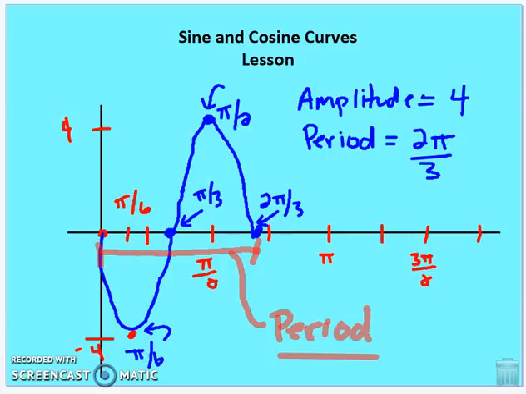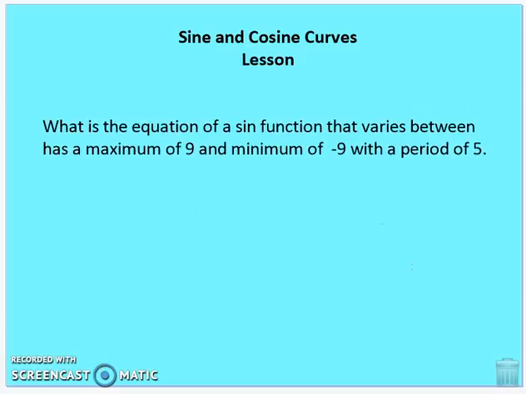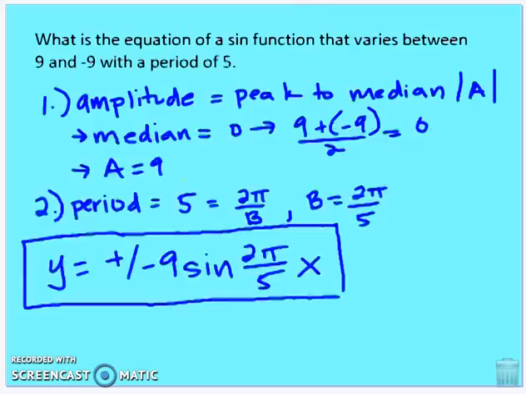All right, so now we're going to create an equation based on some information, then we're going to solve some equations. So what is the equation of a sine function that has a maximum of 9 and a minimum of negative 9 with a period of 5? All right, so we know in this case that the midline is going to be y is equal to 0. 9 plus negative 9 divided by 2 is 0. So my median is going to be y is equal to 0.